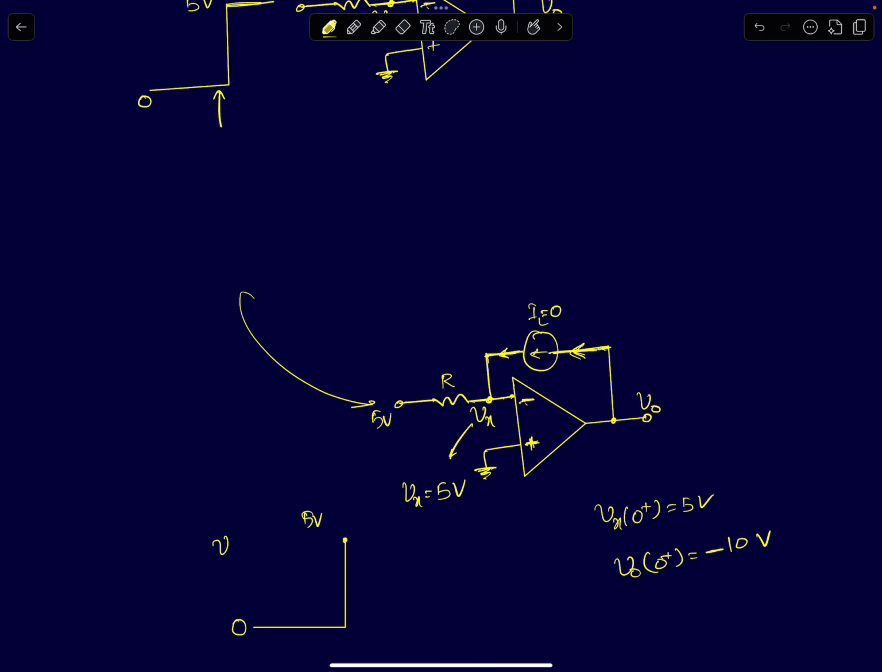It will act like a constant current source of 0 value. I can treat that as an open circuit. So no current flows to the resistor, so Vx comes to 5 volts. Suddenly it will jump from 0 to 5 volts at t equals 0 plus.